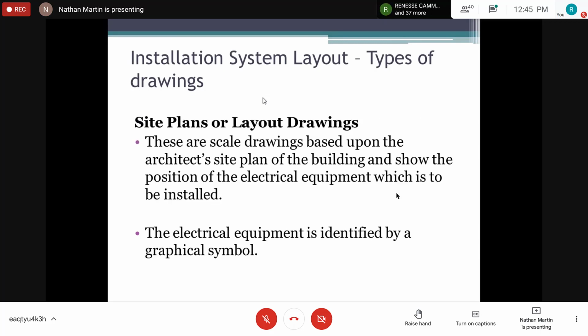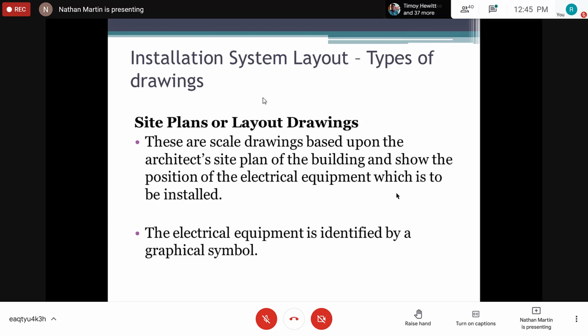We talk about the first set, which is a site plan or layout drawing. Now, what is a site plan or layout drawing, right? These are scale drawings, so they are drawn to scale. Once you look at a site plan, these devices are drawn to scale based upon the architect's site plan of the building, and show the position of the electrical equipment which is to be installed. So they're going to show you where the panel box must be, where you must put the electric heater, and so forth, right?